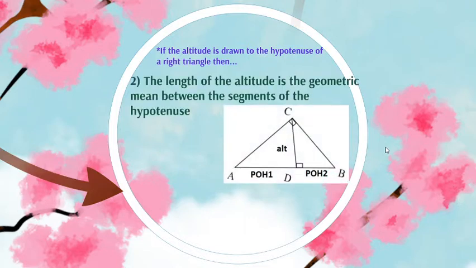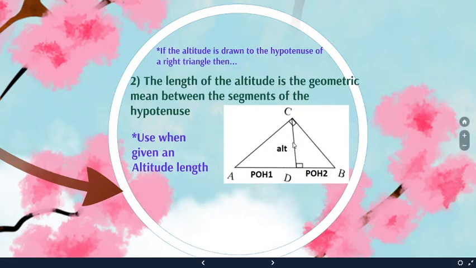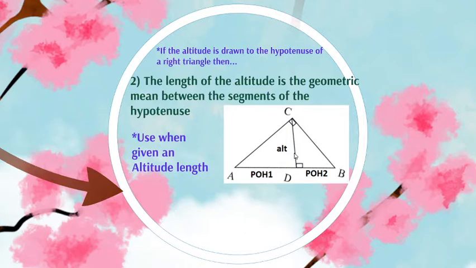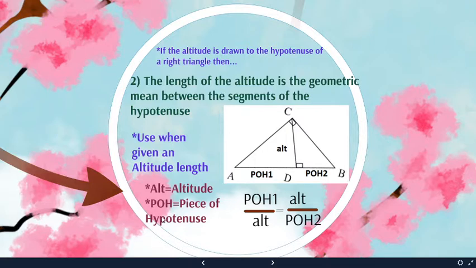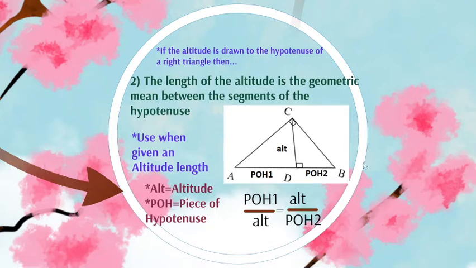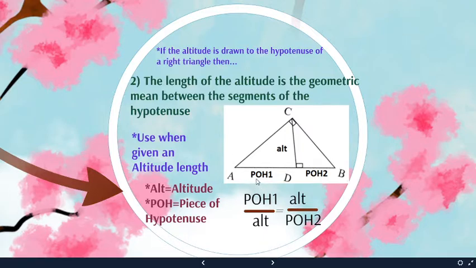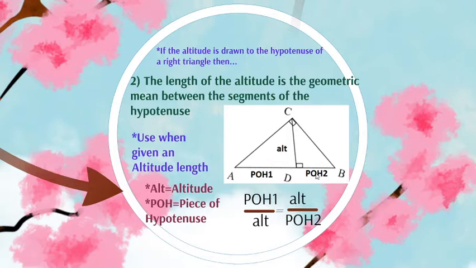The length of the altitude is the geometric mean between the segments of the hypotenuse. So if you are given the length of the altitude in your picture, or if you're trying to find the altitude, this is when you're going to use this formula. In my formula, ALT means altitude. POH is a piece of the hypotenuse. Like AD and DB are pieces of the entire hypotenuse, which is segment AB. So this is one piece of the hypotenuse, I'm going to call it POH1. This is the other piece of the hypotenuse, so I'm going to call it POH2.